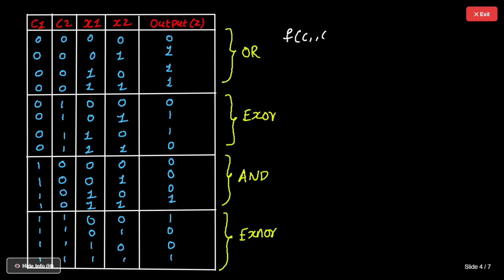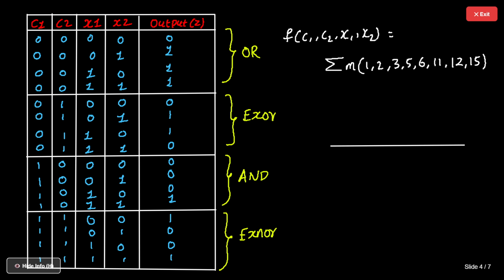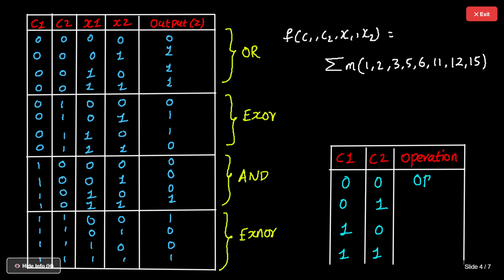From the truth table, we can write the min terms as 1, 2, 3, 5, 6, 11, 12, 15. This is the truth table for 2 inputs.